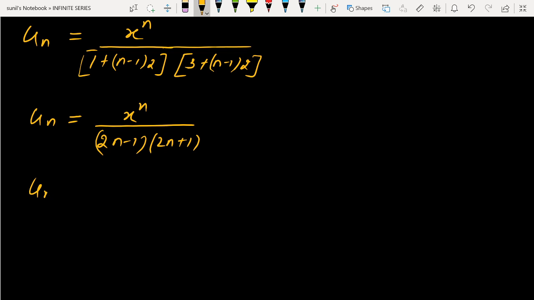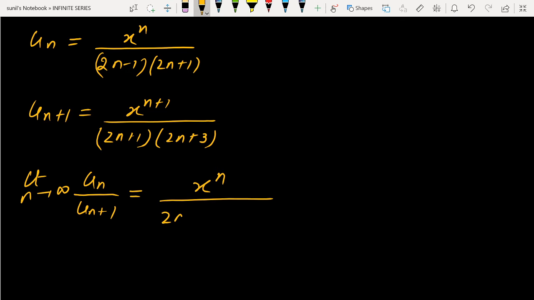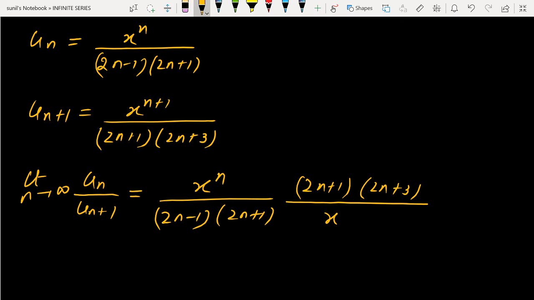Now the next is, what is the n plus 1 term? That is x raised to power n plus 1. Now replace n by n plus 1, so it will be 2n plus 1, 2n plus 3. Now let us take the limit of it: limit n tends to infinity un upon un plus 1. So guys, it will behave like this: 2n minus 1, 2n plus 1, and here again 2n plus 1, 2n plus 3 upon x raised to power n plus 1.